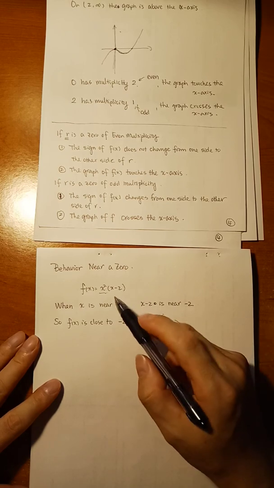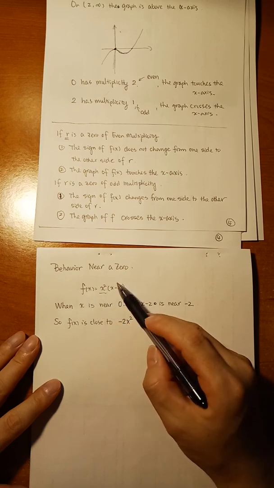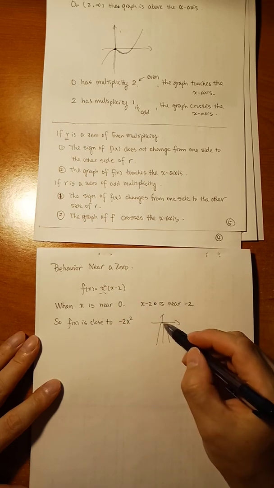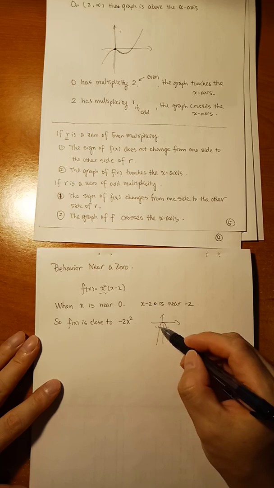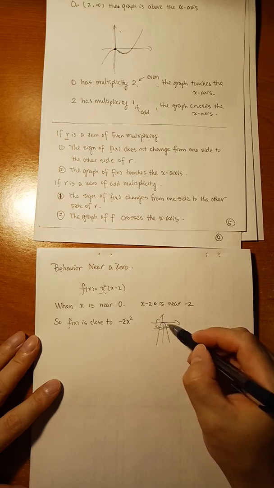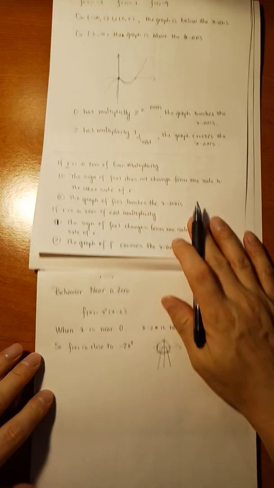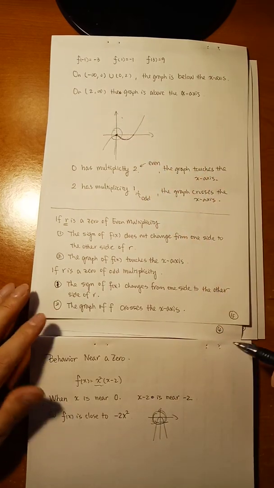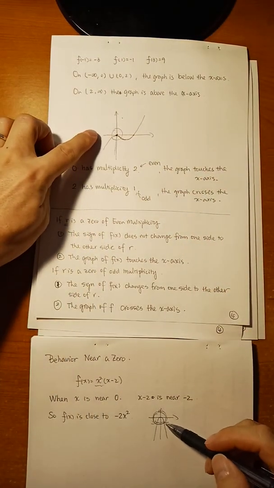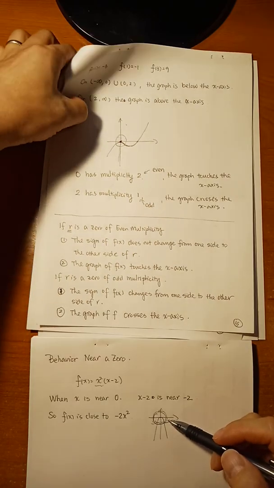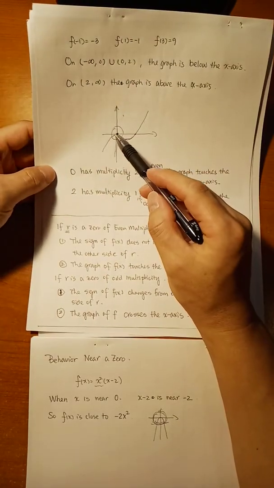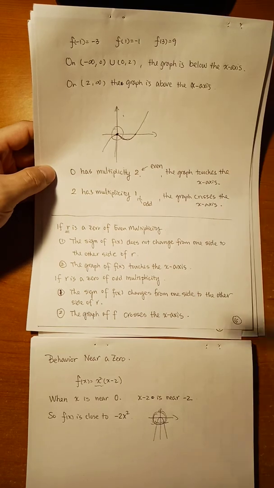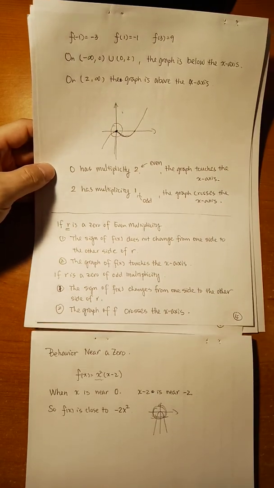So when your x is close to 0, the graph in this area is close to the original graph. So these two graphs will be very similar to each other. So that's why we sketch the graph based on the even power function.